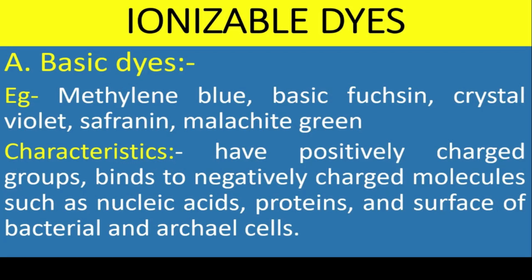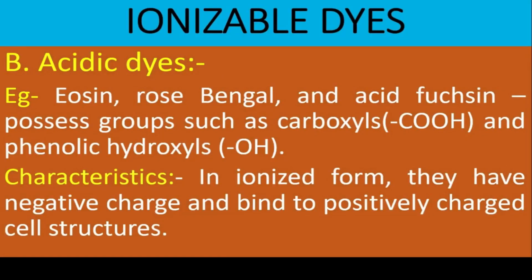Malachite green is used in spore staining. Acidic dyes. Examples: eosin, rose bengal and acidic fuchsin possess groups such as carboxyl and phenolic hydroxyls. Characteristics: in ionized form, they are negatively charged and bind to positively charged cell structures. Acidic dyes are negatively charged ones, and examples are eosin, rose bengal and acid fuchsin.